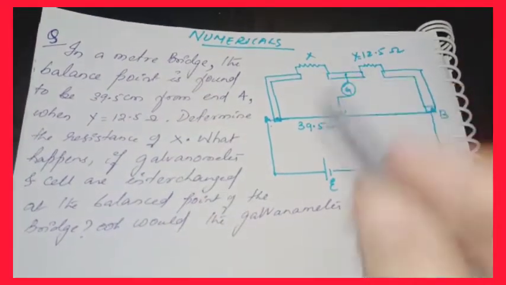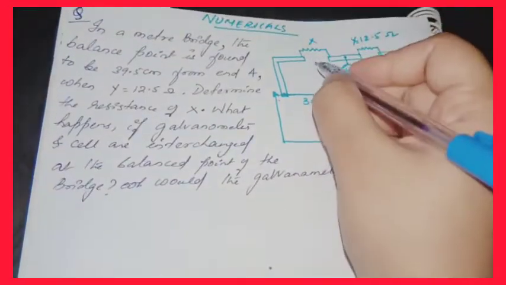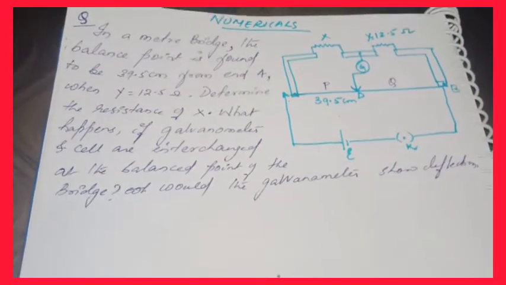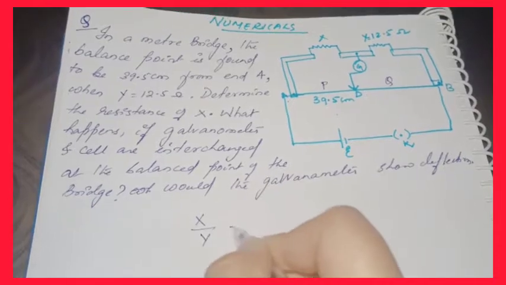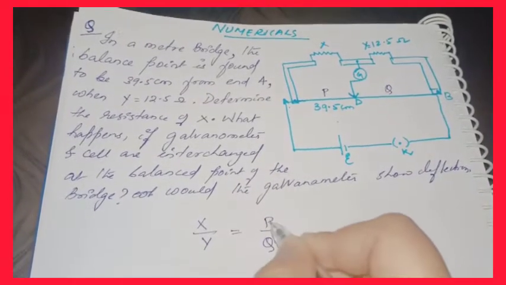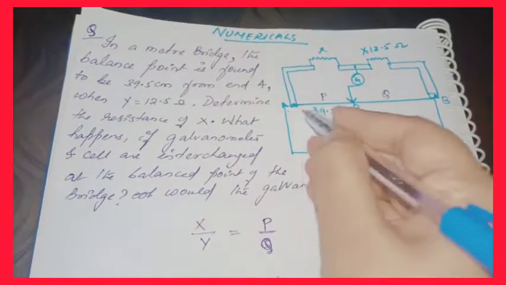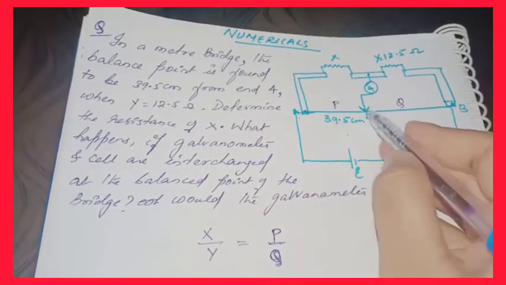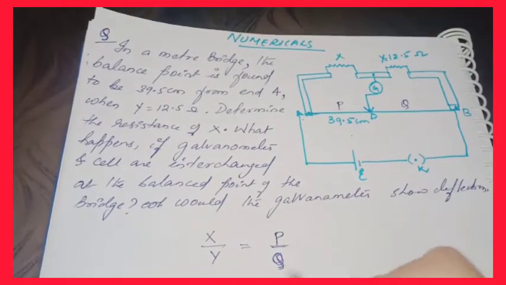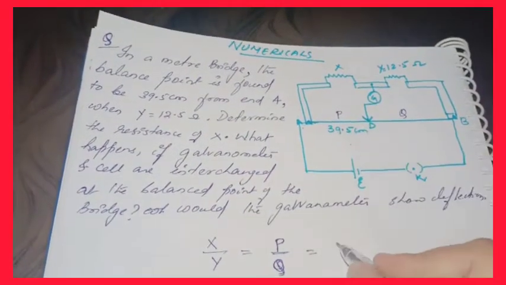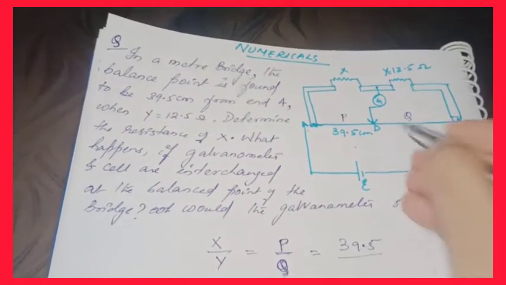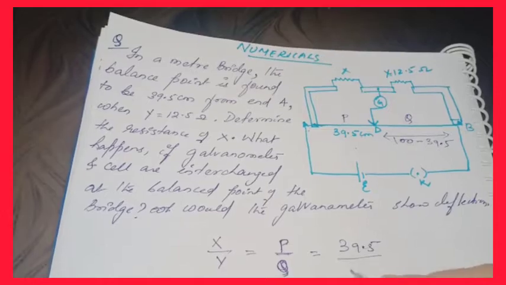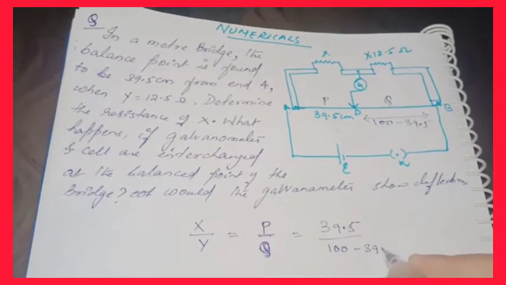So instead of that, let P be the resistance of wire AD and Q be the resistance of wire DB. I can write X by Y equals P by Q. But P and Q are resistances of wire portions AD and DB, and we know these resistances are directly proportional to the length of the wire. So instead of P by Q, I can write the lengths of those wires, that is 39.5, and obviously this will be 100 minus 39.5.